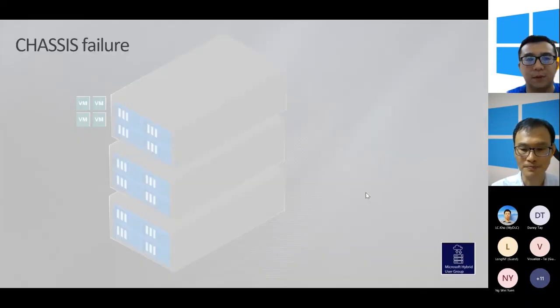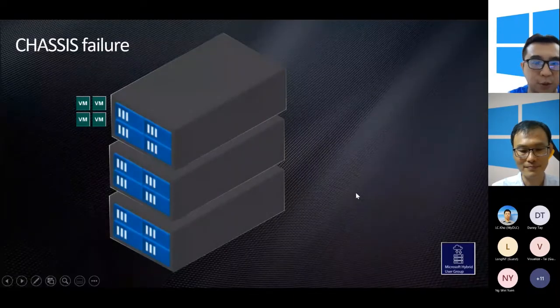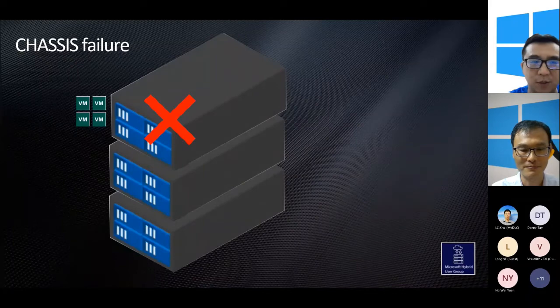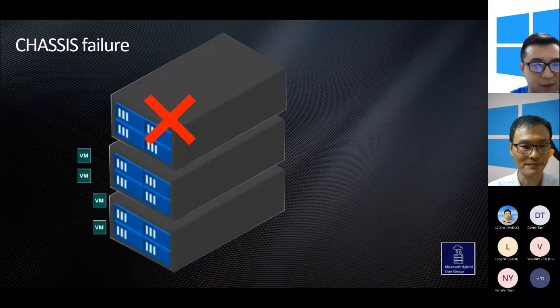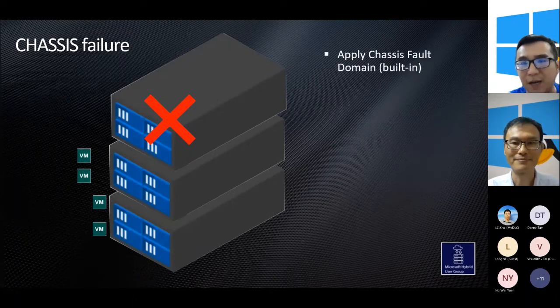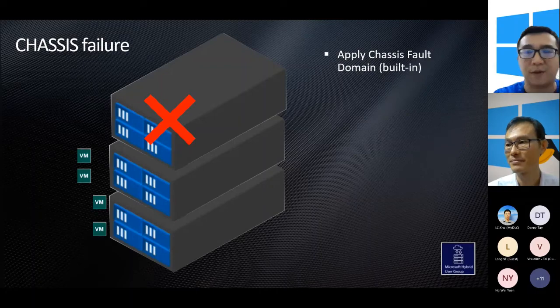For example, you have 3 chassis, and then one of the chassis fails. You need to make sure that the VMs can automatically fail over to the other chassis. This can be done by applying the chassis fault domain, and this is also a built-in feature in Azure Stack HCI.